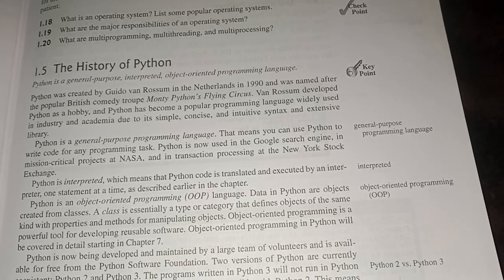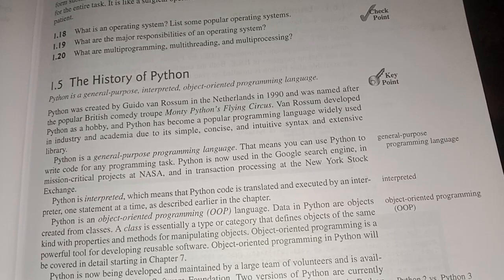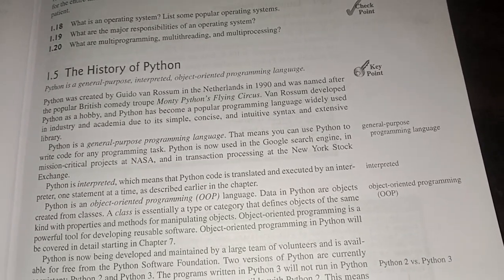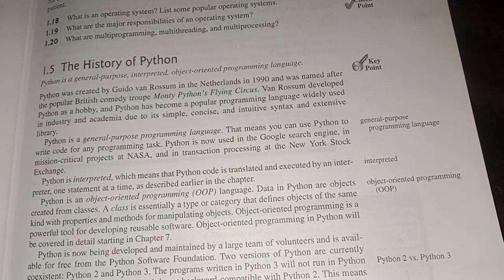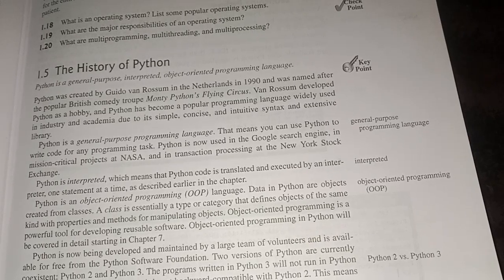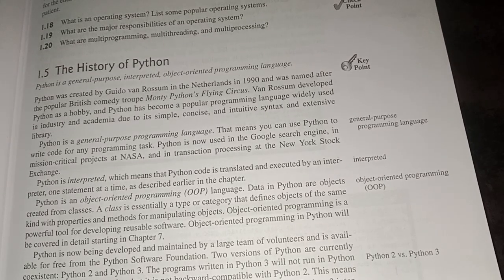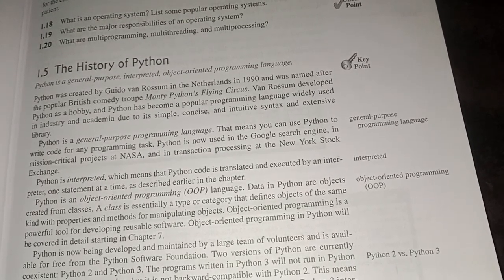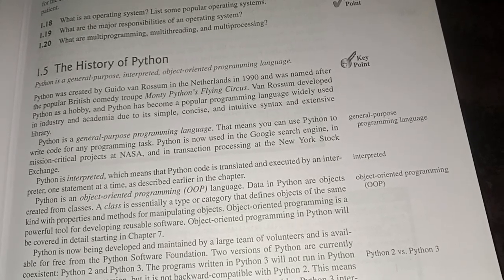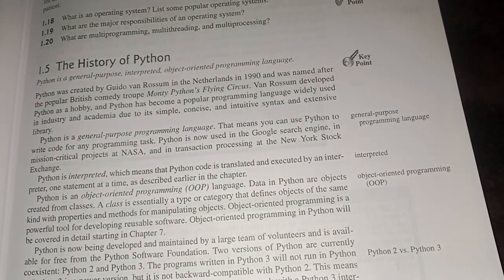History of Python. Python is a general purpose interpreted object-oriented programming language. Python was created by Guido van Rossum in the Netherlands in 1990 and it was named after the popular British comedy Monty Python's Flying Circus, when Rossum developed Python as a hobby.